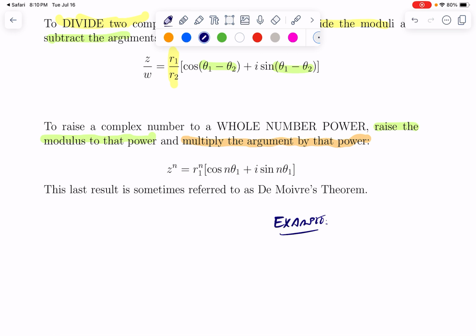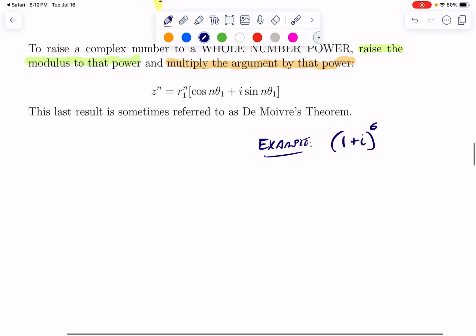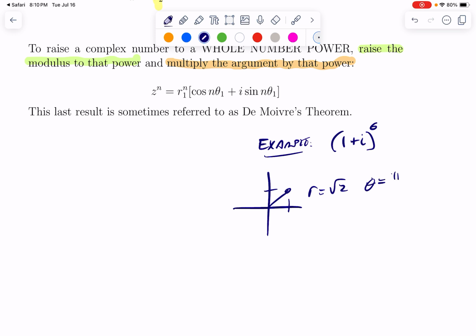What if I wanted to know (1 + i) to the 6th power? I'll show you how this is really slick. If we think of this in polar form, r is root 2 and theta is pi over 4. So what we have here is root 2 cis pi over 4.